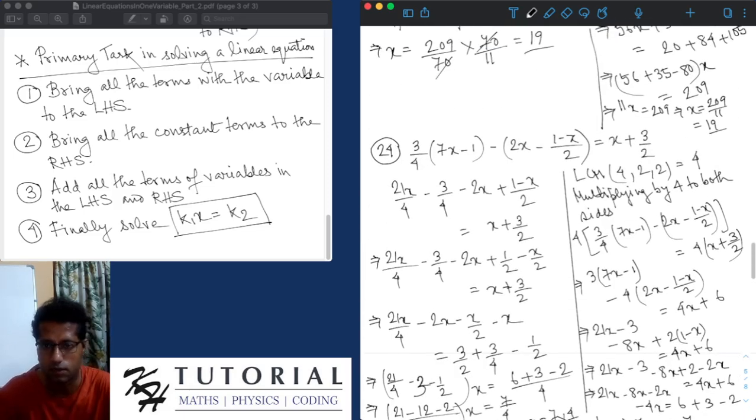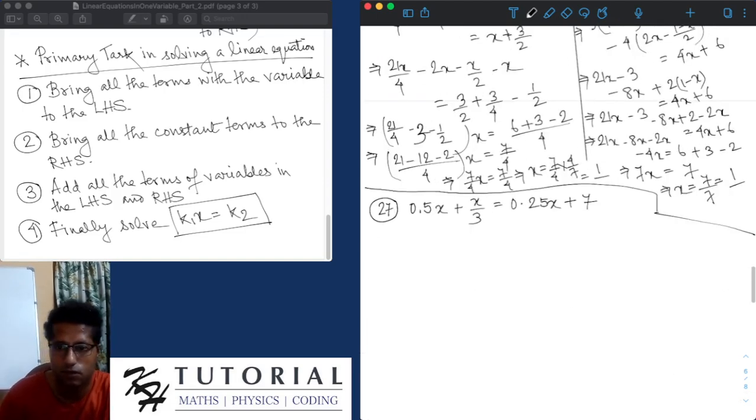Now for an equation where you have some terms in rational form or fraction form, like in example 24, we have 3 by 2 or 3 by 4 into 7x by 1. In those cases you can take the LCM of all the denominators and multiply both the LHS and RHS with that LCM, and then you will get the equation in a form where all the variables will have integer coefficients and all the constant terms will also be integers. Let's solve now.